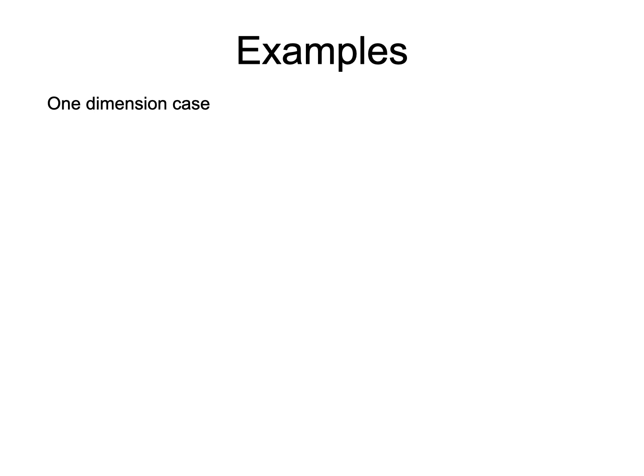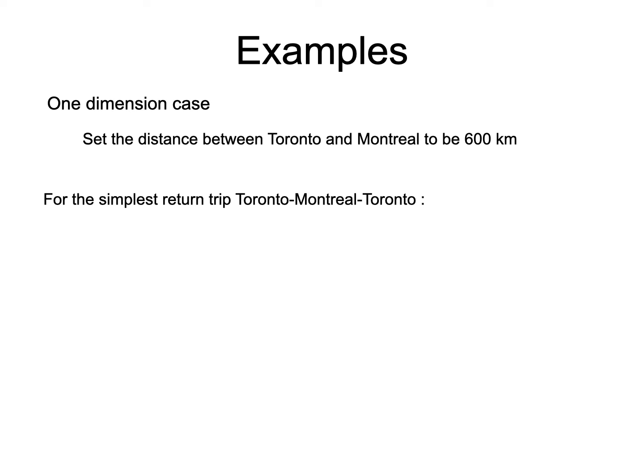The first one is a one-dimensional case based again on a trip along the straight road between Toronto and Montreal, which are 600 kilometers apart. The trip is a straightforward return trip, Toronto, Montreal, Toronto. The displacement is 0 because the initial and final positions are the same, the one defining the location of Toronto. However, the distance traveled is 1,200 kilometers, twice the distance between Toronto and Montreal, because the car has to travel that path twice.